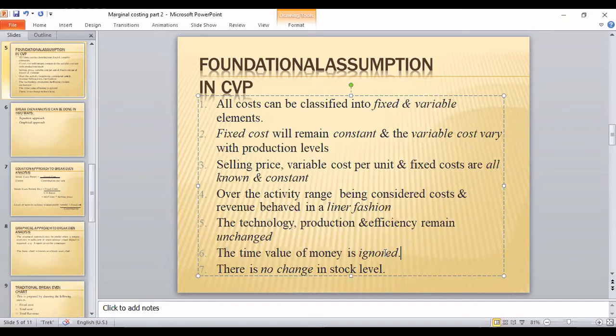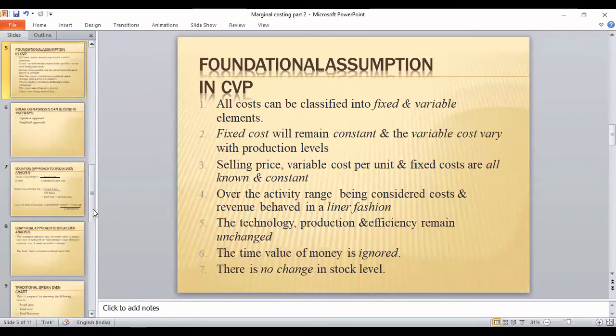Then next, there is no change in stock level. Okay, your stock level will remain the same. That is the basic assumption. Okay, these are the assumptions of marginal costing. Is this part clear? Yes, sir. Okay, fine.